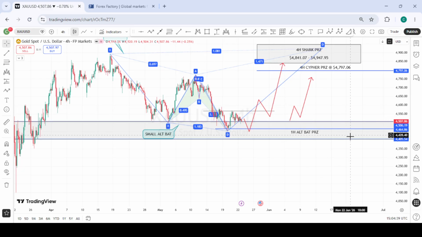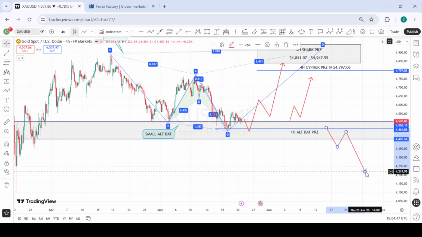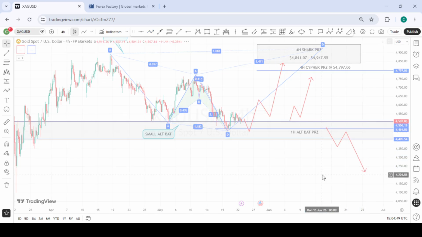Should price violate this area of interest, then we know that we are continuing to the downside for gold.